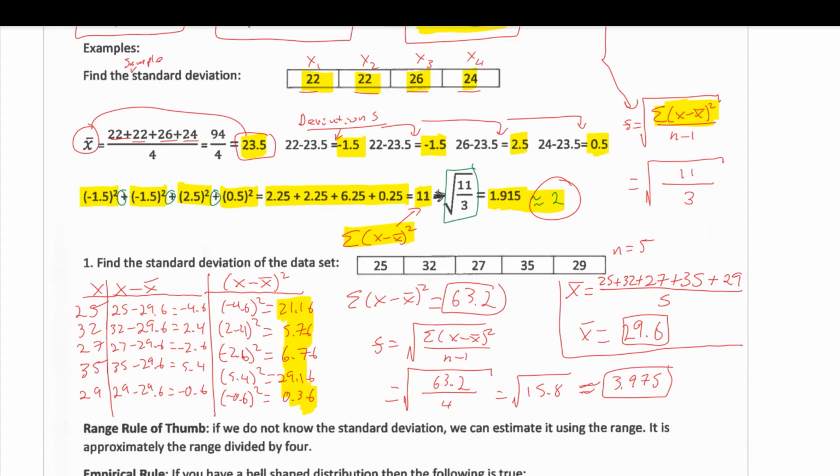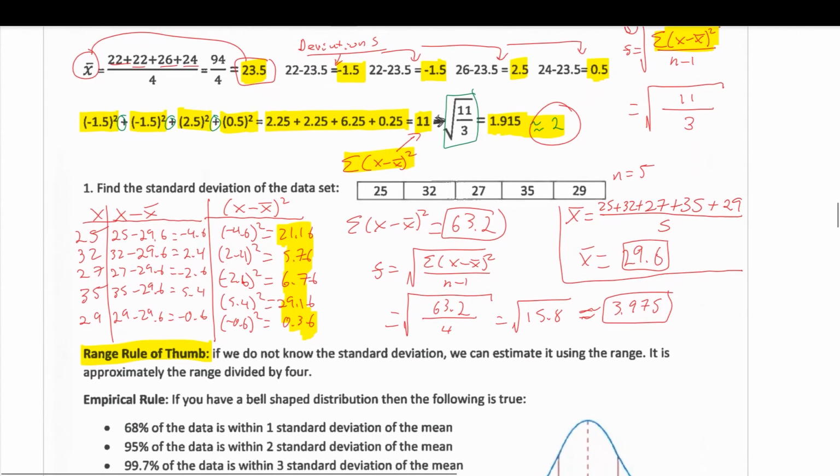Now there is a shortcut to get this value, or very close to this value, and that's called the range rule of thumb. Now this doesn't always work precisely. It just gives you an approximation. In order to estimate the standard deviation, for example, if you don't have access to all the data, you would take the range, which is the largest minus the smallest, and just divide that by 4. So it's the range divided by 4.